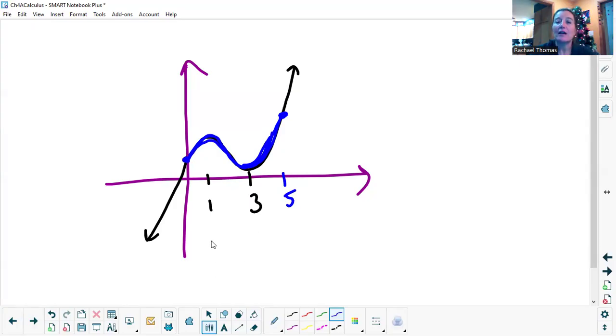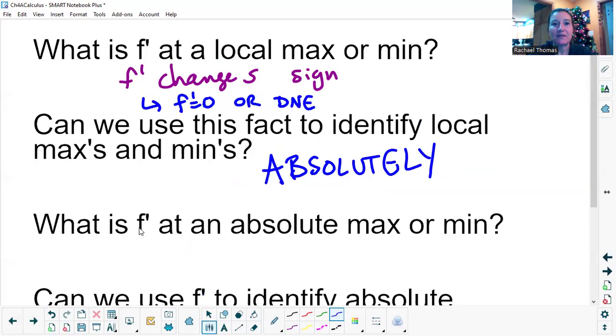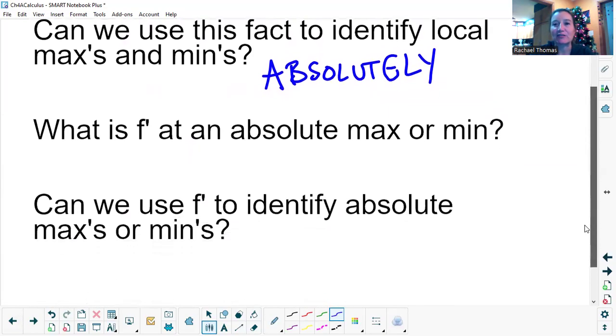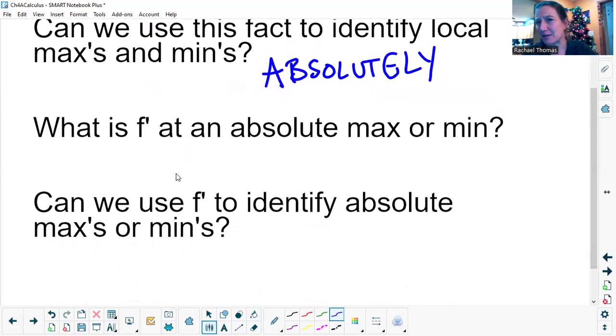So let's go back here to this question. What is f prime at an absolute max or min? Well, sometimes it's zero, sometimes it's undefined, and sometimes it could happen at an endpoint. So can I use f prime to identify absolute maxes or mins? Kinda. Critical points are points where local maxes or mins could occur. Absolute maxes or mins could occur at critical points or endpoints.